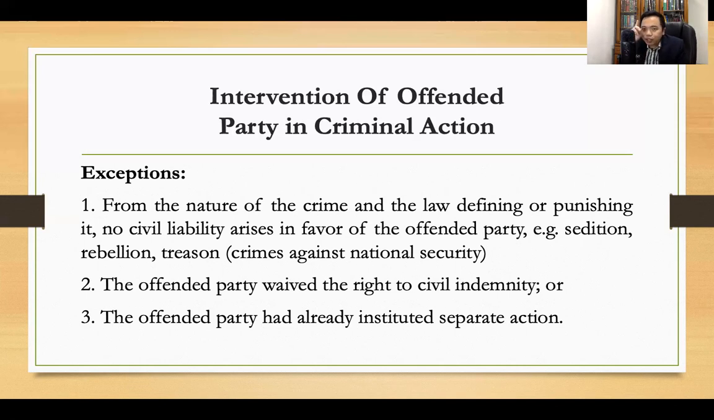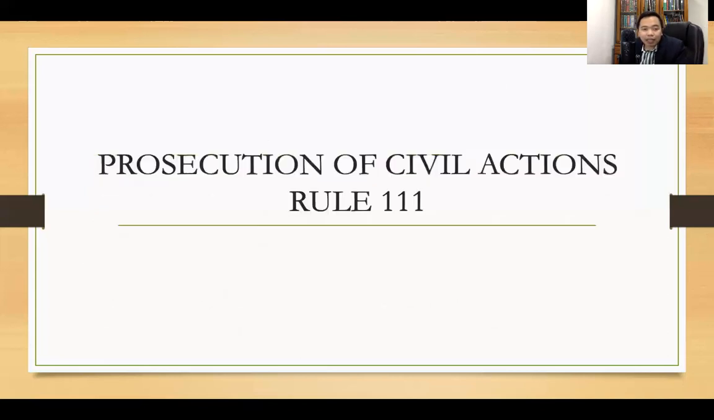Class, you can prosecute a crime and the private offended party may opt not to collect civil damages or civil liability arising from the crime. Now, if the offended party renounces or waives the right to collect civil indemnity, then he can no longer intervene in the criminal action. Number three, if the offended party had already instituted a separate civil action, then he can no longer intervene in the criminal action.